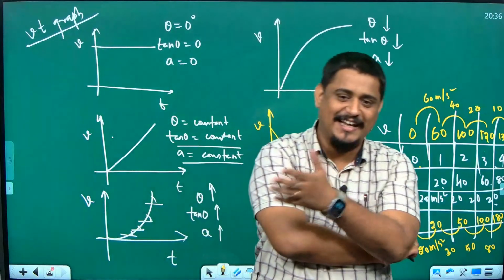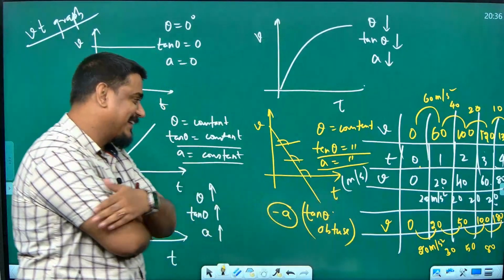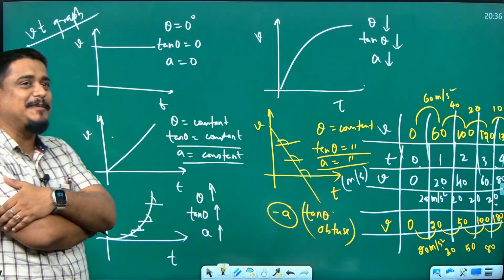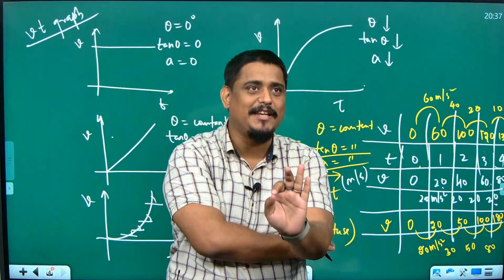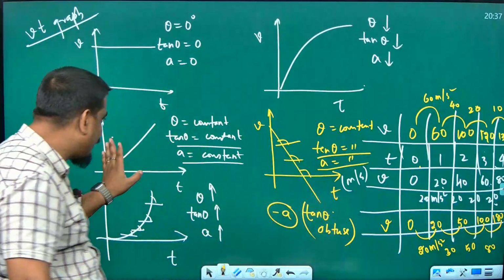Okay, I'll repeat. I have a lot of patience. I control myself. Okay, please, guys. I am repeating once again. I am once again explaining you the difference between the second graph and the fifth graph.